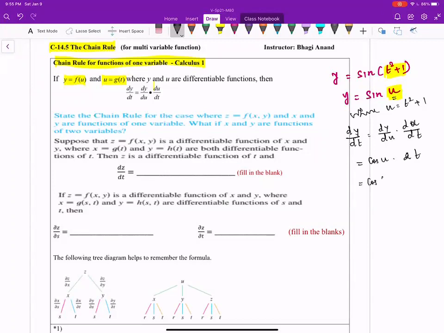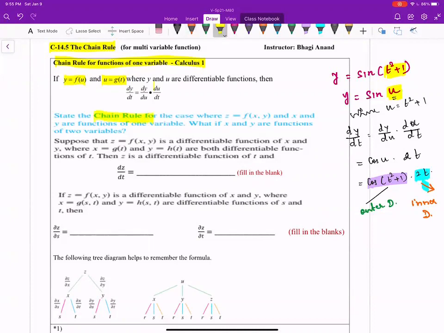Then you can write u with respect to the original variable. So this expression here is the outer derivative, and this expression here is the inner derivative. So this is the idea in single variable. Here we are extending that idea to multivariables.